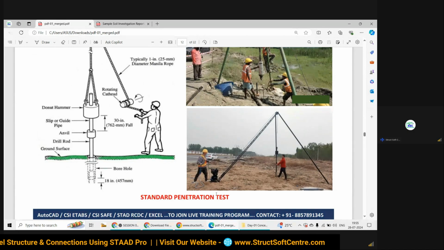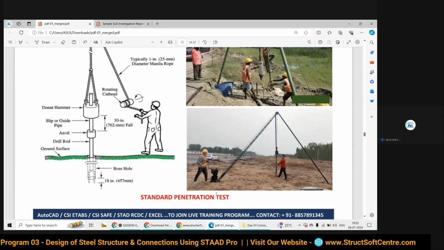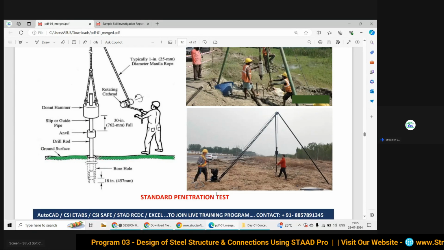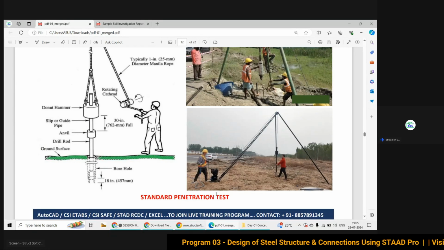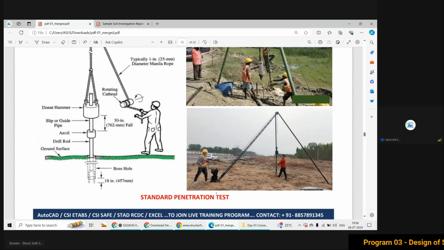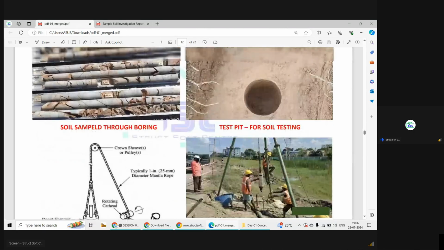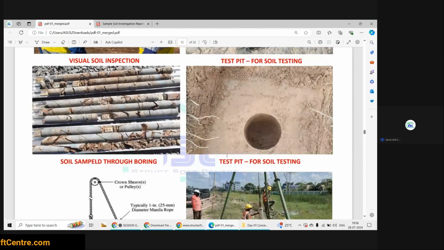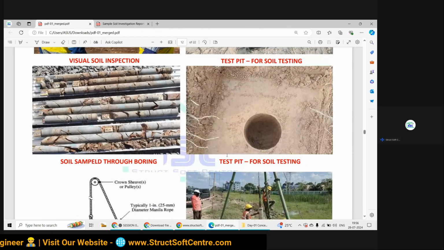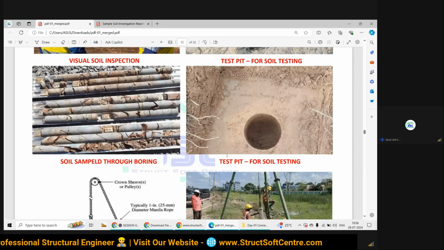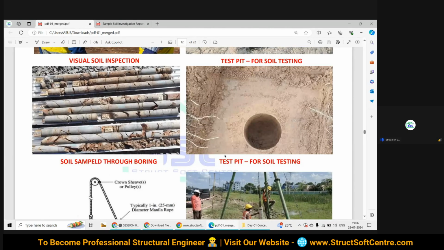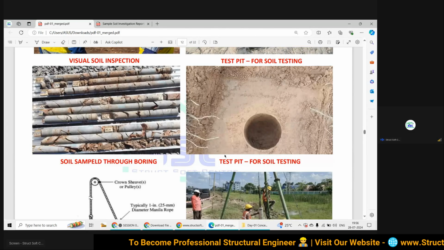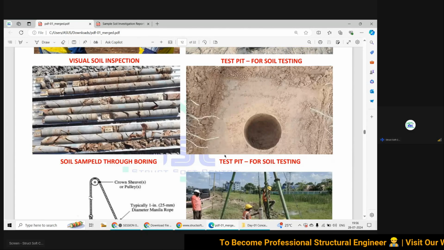And according to the results, we are finding out the bearing capacity of the soil, the strength of the soil, and other parameters of the soil. So ultimately, the summary is that whichever method you adopt, ultimately we would like to know the capacity of the soil. And as I told you, based on the importance of the structure, the method of soil exploration is going to be adopted.